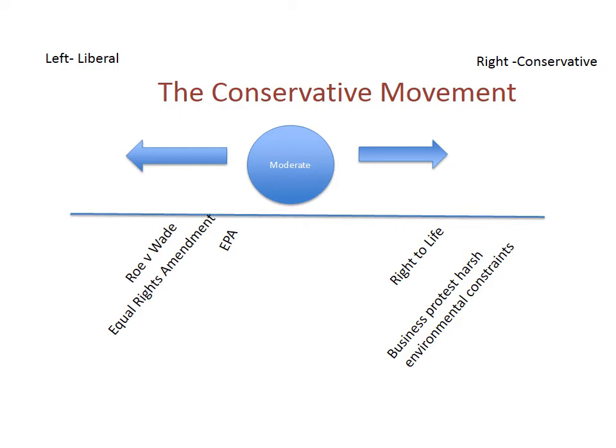We can put Roe v. Wade on the left and the Equal Rights Amendment on the left and the EPA on the left, and we can put on the right to life and businesses protesting harsh environmental constraints on the right. Now, all of this is going to lead to the election of Jimmy Carter.